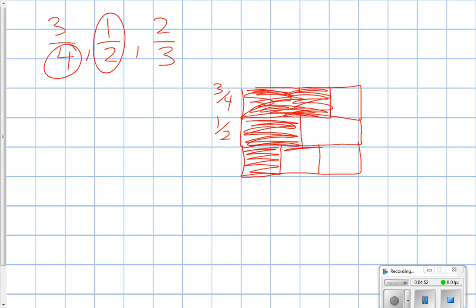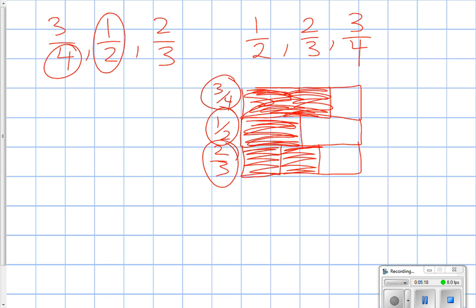So I'm going to shade these. And now, if we look at these fractions, we can see which one is obviously bigger. You can see that the biggest one is in fact 3/4, the next biggest is 2/3, and the last is 1/2. So if we were to order these from least to greatest, it would look something like this.